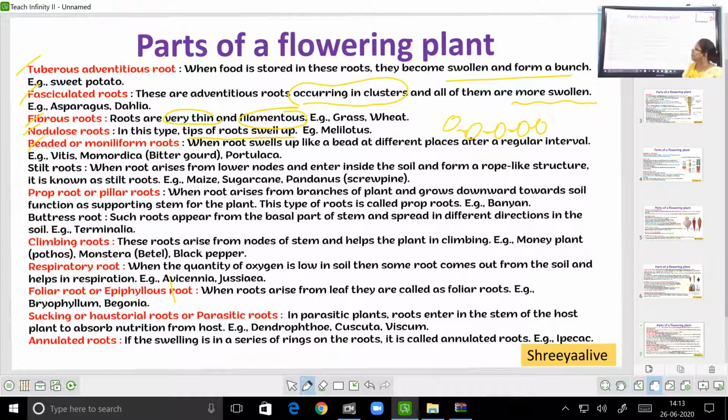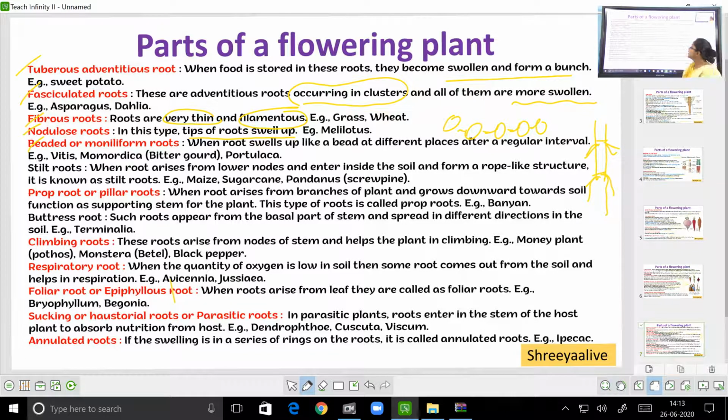Next is stilt root. What is this stilt root? When roots arise from the lower nodes and enter inside the soil and form a rope-like structure, it is known as stilt root. Example, sugarcane. Sugarcane is differentiated into nodes and internodes. From the lower nodal region, you can see small root-like structures coming out, and these are called stilt roots.